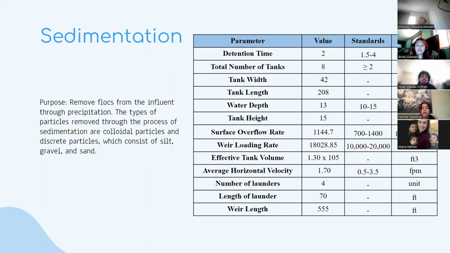And listed there are some other parameters such as the surface overflow rate, the weir loading rate, the tank volume, as well as the horizontal velocity. There will be 4 launders, and the length will be 70 feet, and the weir length would be 555 feet.